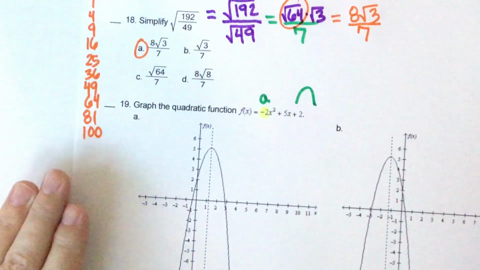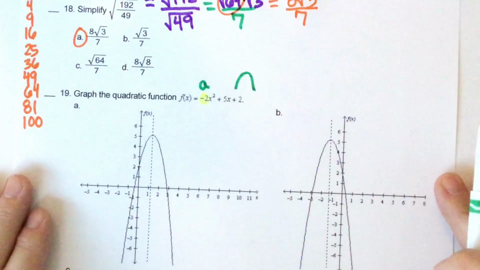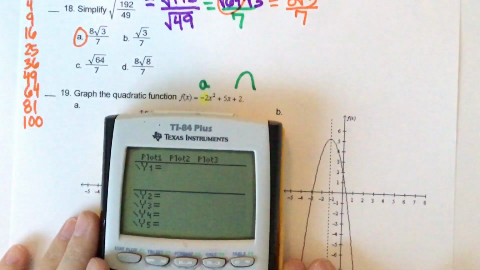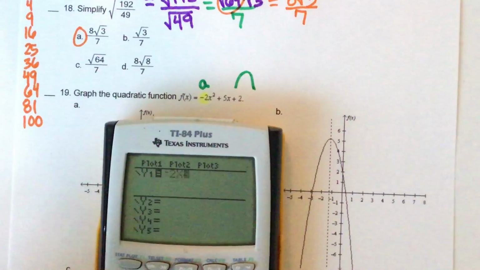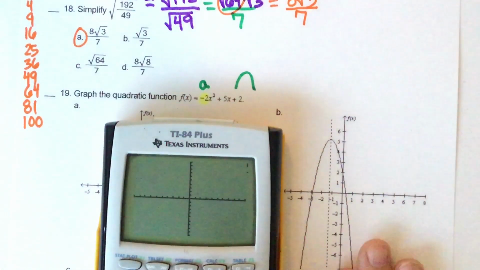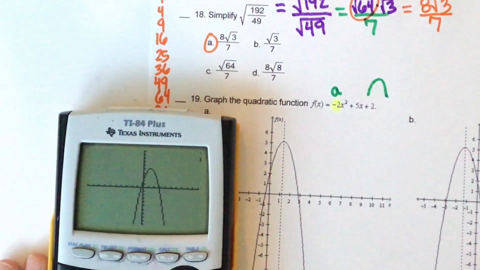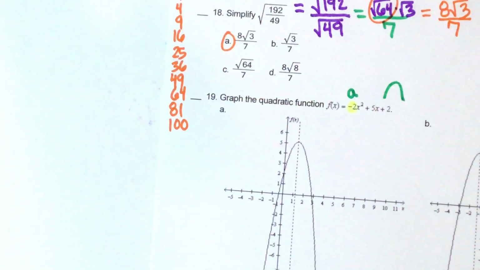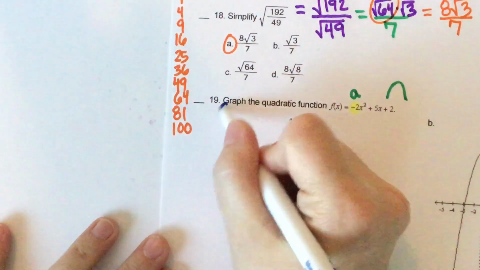Now, I can put this in my calculator. I could find the axis of symmetry. By hand, I could do lots of things. I'm going to use my calculator. So let's type it in: negative 2x squared plus 5x plus 2. And graph. And does it look like A or does it look like B? It looks like A. So A is our answer.